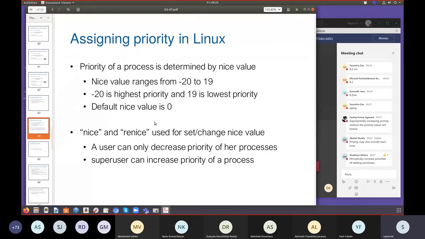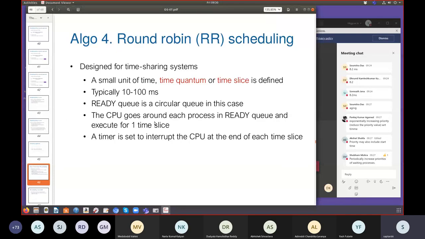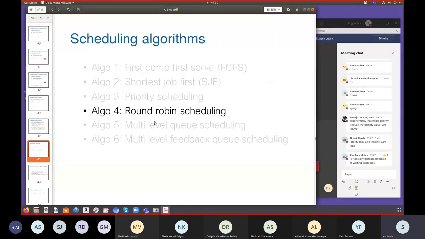Any questions here? Otherwise, we move to the next algorithm. Any questions? Okay, let me proceed.